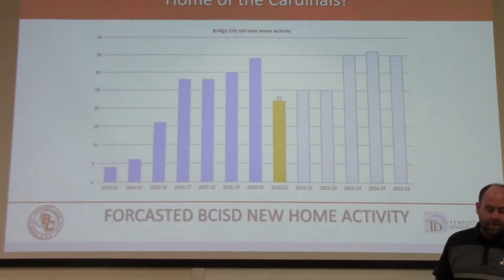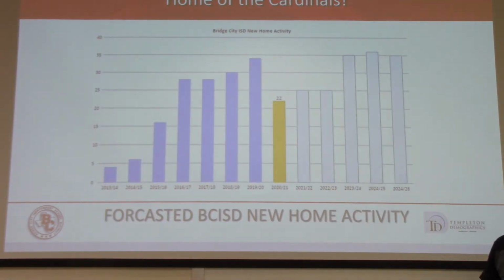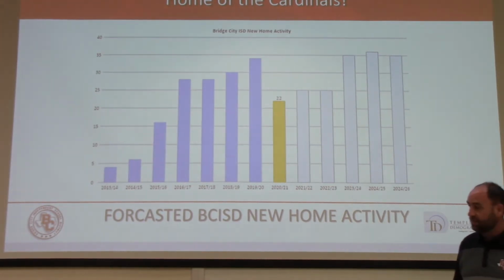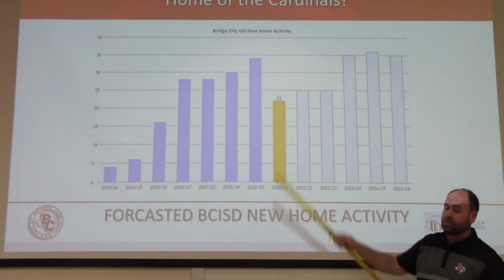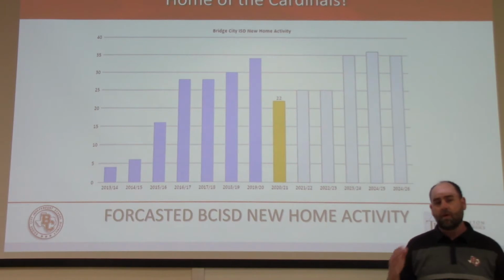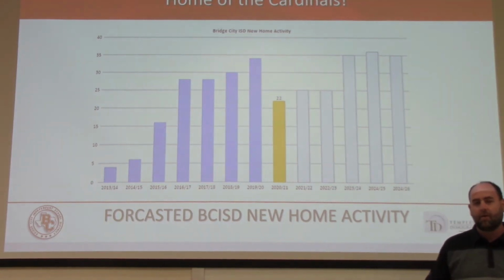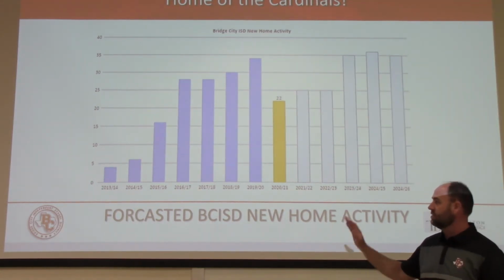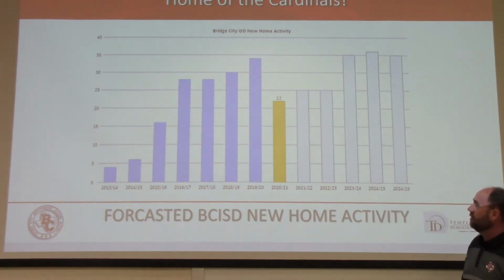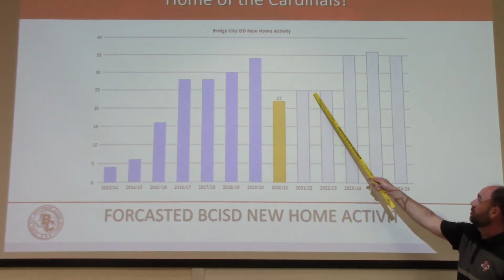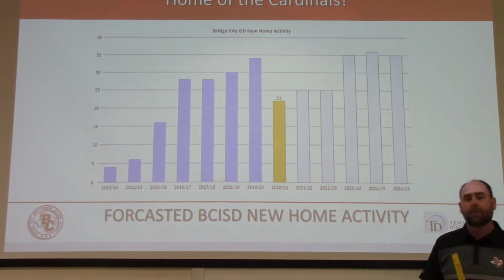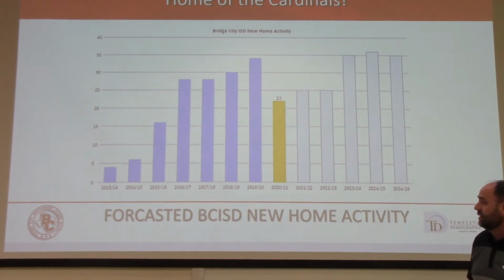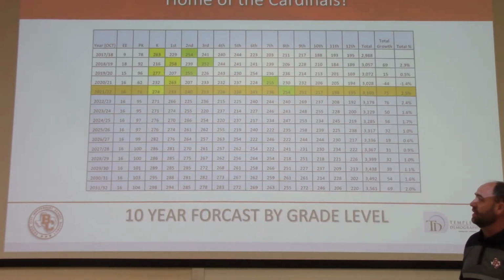This is a story of our new home builds since 2013-14. As you can see, this is COVID, so 2021, there were 22 homes built. Again, these are homes built from the ground up. This is not homes sold, anything like that. So over the next 5 years, we're projected anywhere from 25 to 35 new homes from the ground up per year in Bridge City ISD. And I've got more on that here in just a second.